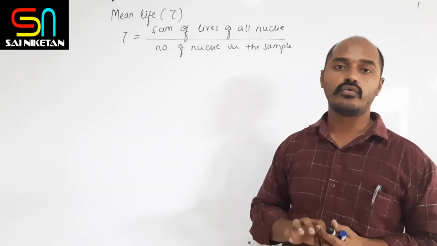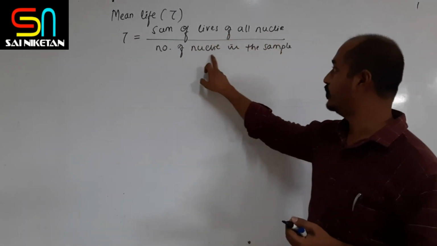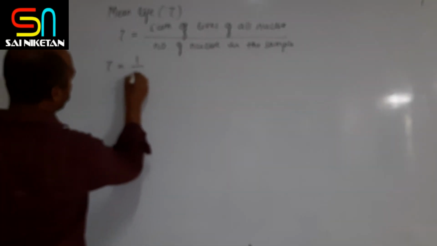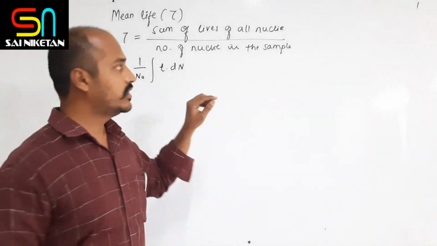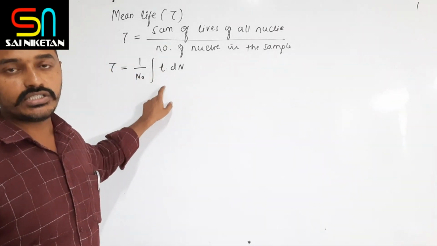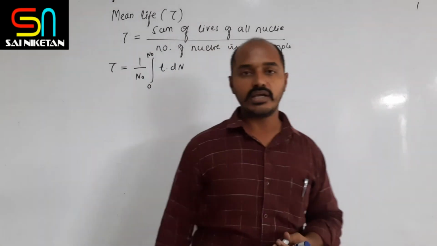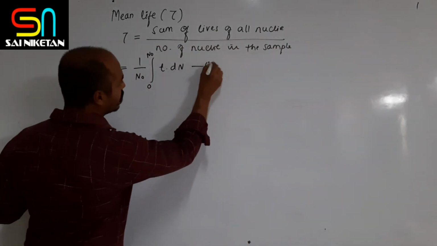So it is the ratio of the sum of lives of all the nuclei to the number of active nuclei in the sample. Mathematically, tau is equal to 1 by n naught, integration of t dn, under the limits 0 to n naught. This is the mathematical equation for the mean life. Let me call this equation number one.